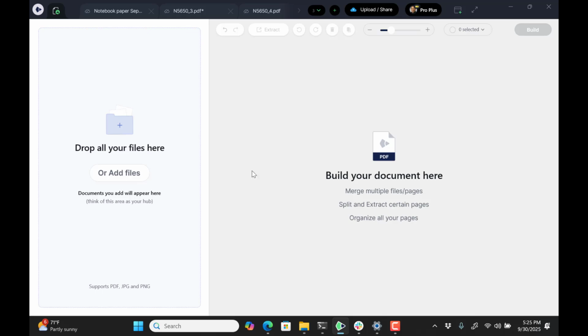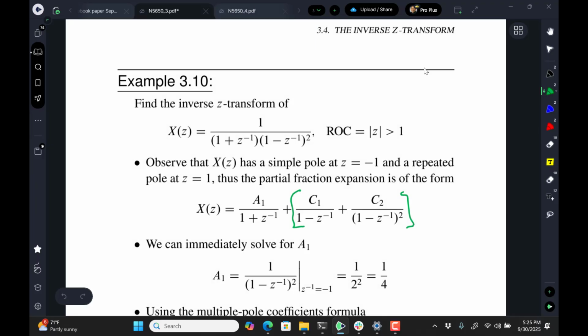Oops. I don't know what I did. I hit something on this thing.